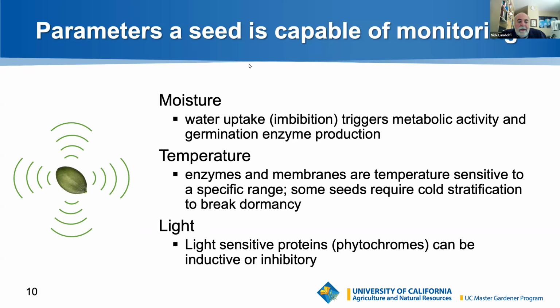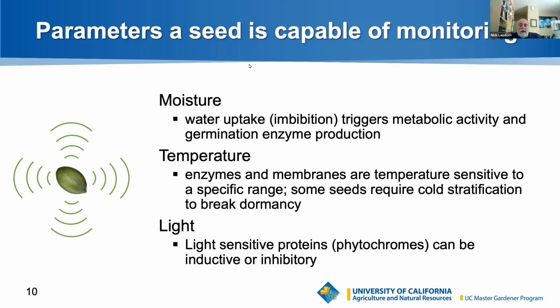Seeds can detect light levels. They contain molecules called phytochromes that are sensitive to light and indicate to a seed whether it is on or below the surface of the soil. These phytochromes can be inhibitory or stimulatory to germination.